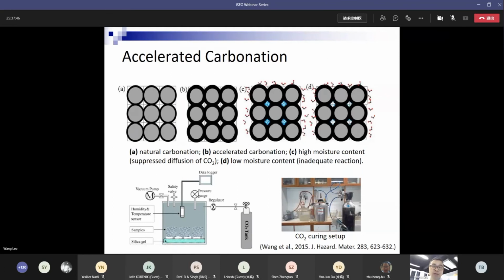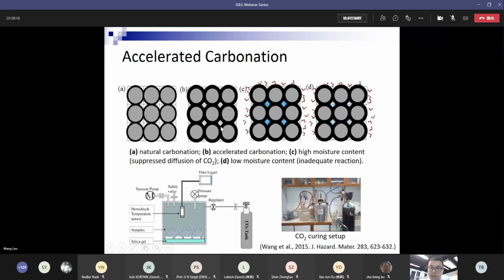CO2 curing was also called accelerated carbonation. This is natural carbonation. It's relatively slow, taking more than 1 year. The degree of carbonation may still be very light. But in accelerated carbonation, we use a high concentration of CO2. It will carbonate these materials in a very short time.